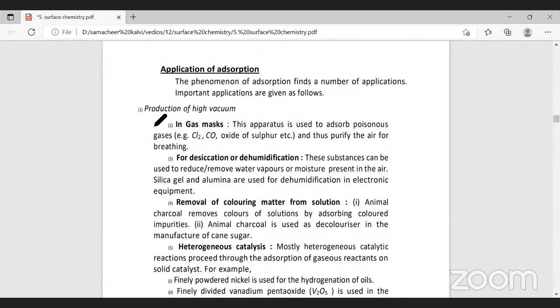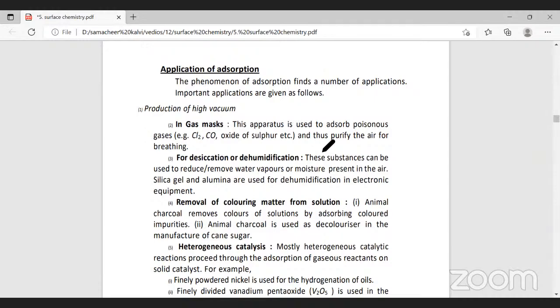Next, in gas masks, as we have been learning from yesterday. The gas mask apparatus is used to adsorb poisonous gases like chlorine, carbon monoxide, oxides of sulfur, that is sulfur dioxide, sulfur trioxide, etc., and thus purify the air for breathing. So a gas mask will adsorb the poisonous gases and purify the air for breathing.